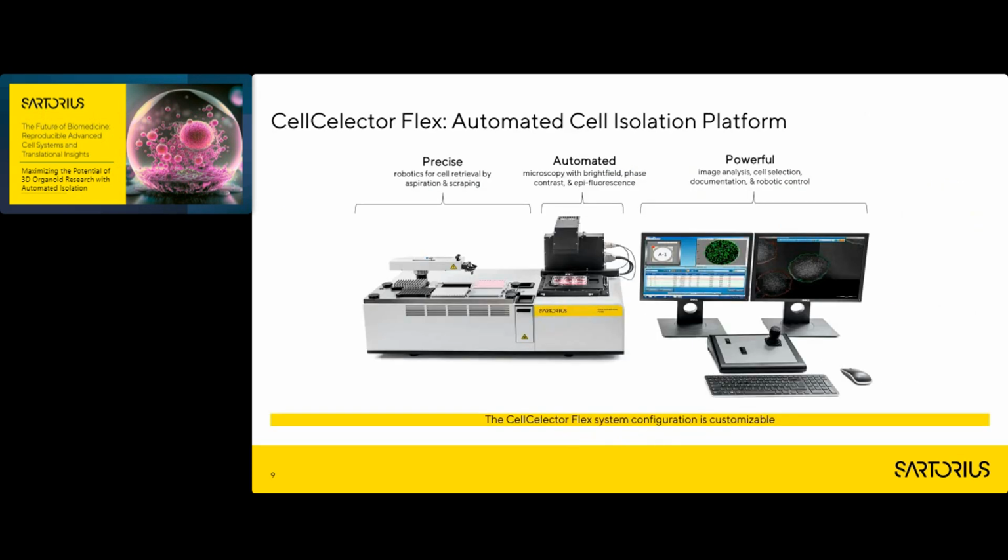Cell Selector is an automated cell isolation platform that consists of a precise robotic arm that can retrieve and transfer cells from a source vessel to the destination plate. It also contains an automated microscope with bright field, phase contrast, and extended fluorescence capabilities. The instrument is connected with a powerful workstation that allows you to control the system as well as analyze and document the results. The Cell Selector platform is a customizable system that can be configured to meet your research needs.